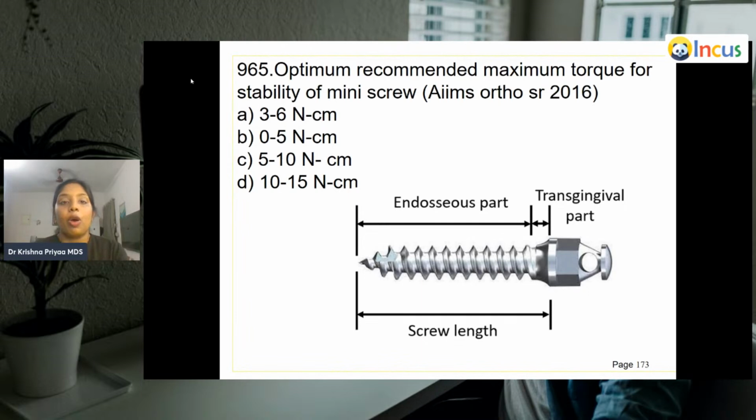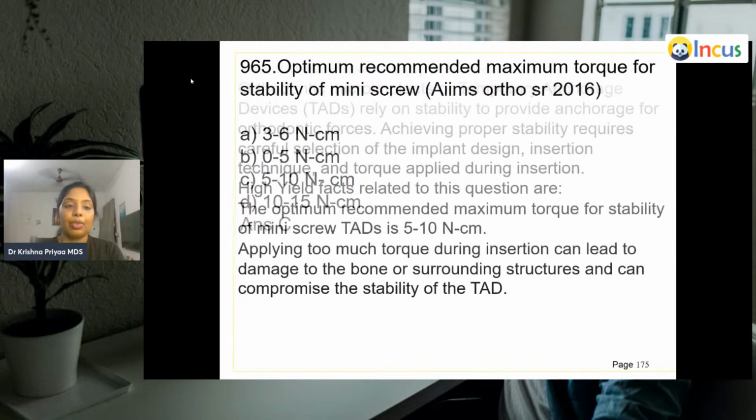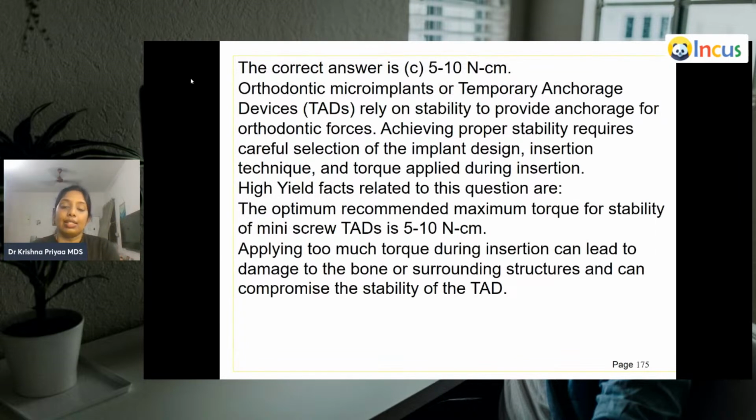Coming to the next question: optimum recommended maximum torque for the stability of the mini screws. Torque is nothing but the force elicited by the implant during the process of retraction. So what will be the optimum force level? Usually it will be around 5 to 10 Newton per centimeter, because usually the TADs are an absolute anchorage system. That is, there won't be any loss of anchorage when we use TADs. That is the given scenario.